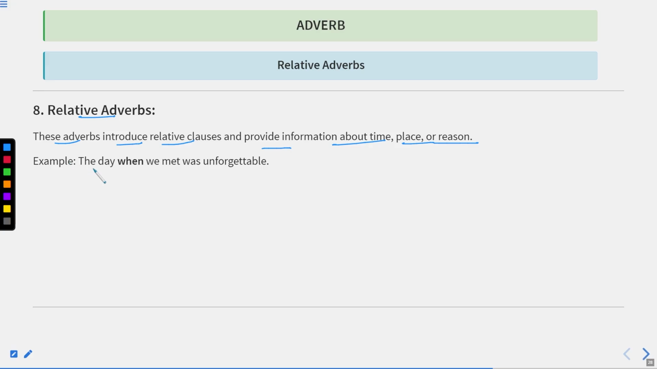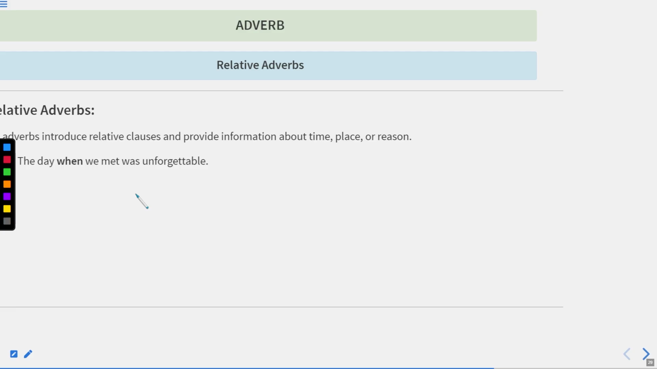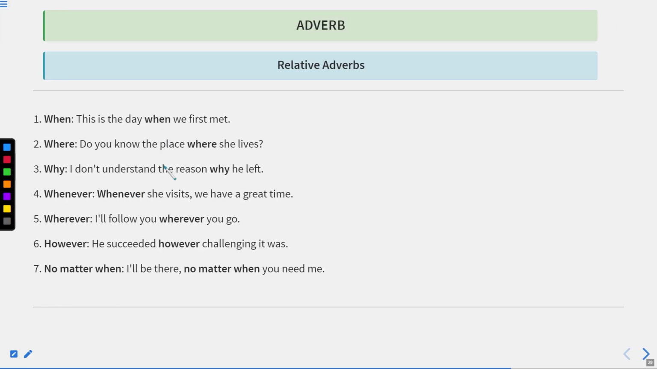For example, it is written, the day when we met was unforgettable. So the day when we met, which day are we talking about? When we met. So we are talking about this day which is related by when. So when is the relative adverb which is connecting the day and we met. Now here we have some relative adverbs.